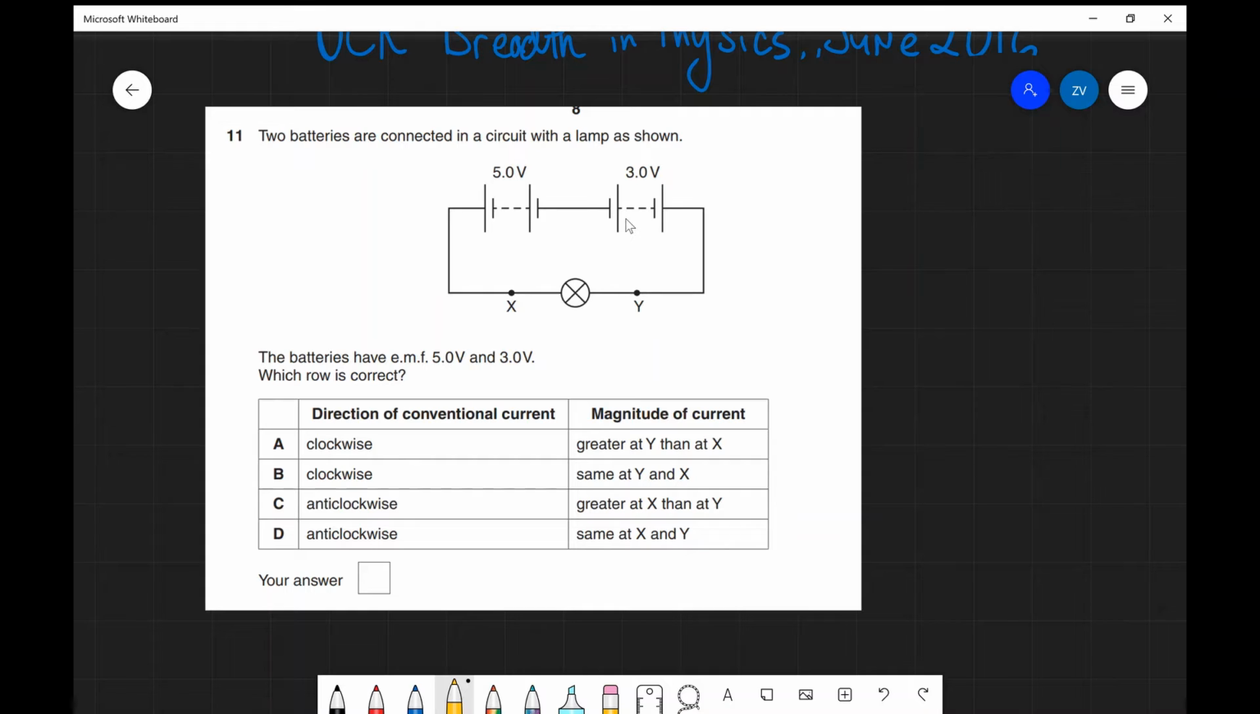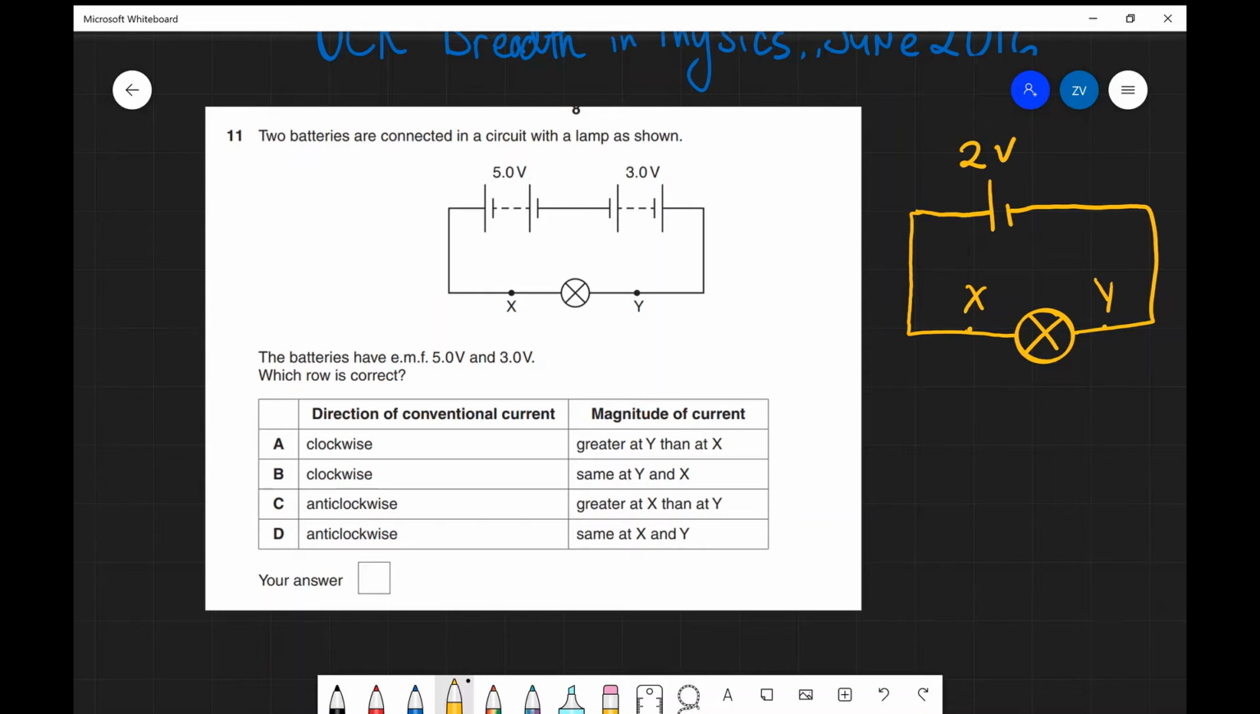So in this case the resultant EMF is going to look like this. This is going to be our equivalent EMF of 2 volts, and essentially it's this circuit over here that I'm redrawing on the side with points X and Y across here. Which row is correct? So what is the direction of conventional current? Remember, conventional current is always from positive to negative. So the positive side is the slightly bigger side on the symbol for a cell. So in this case, this is our direction for conventional current, which is anti-clockwise.